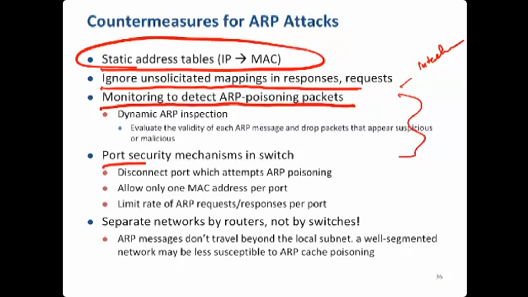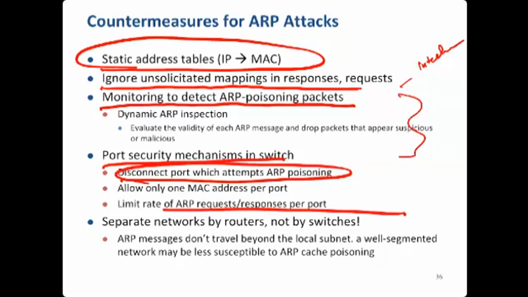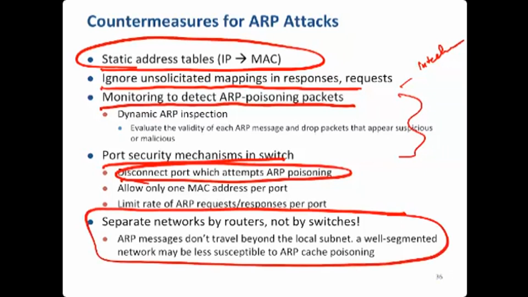Okay, and then there are port security mechanisms, like disconnecting a port that attempts ARP poisoning, and so on and so forth, right? And also restrict the broadcast domain. If the broadcast domain is small, then there won't be a problem like this, right? So basically, instead of switches, one can use routers. Okay, all right. Any question?